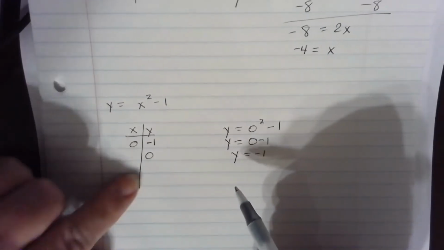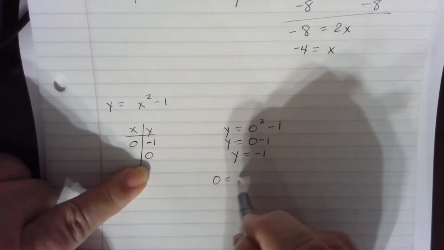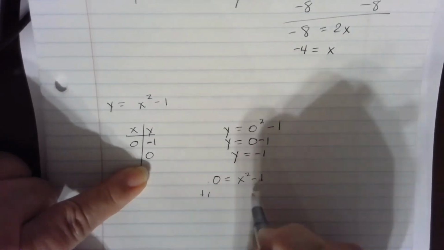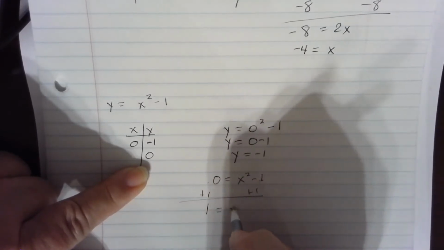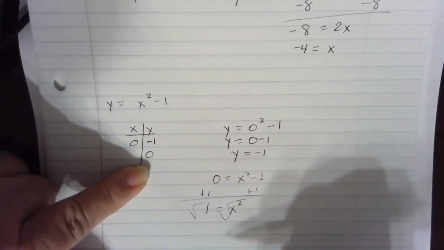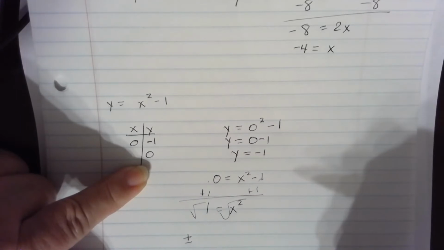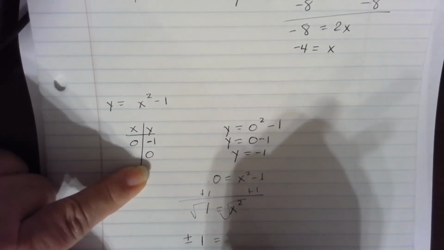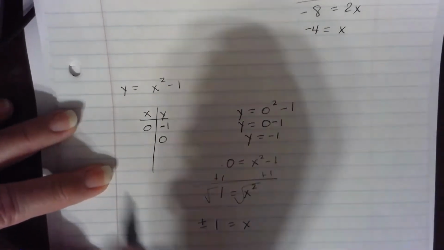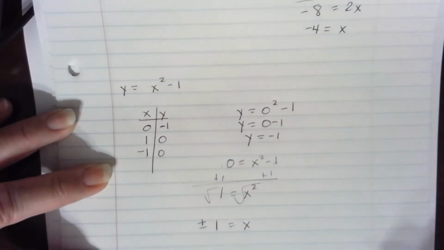Then I'm going to let y be 0, and I got to solve for x. So I'm going to add the 1 to both sides, and then I'm going to take the square root of both sides. We learned that we could do that, and you always get plus or minus, and the square root of 1 is 1, and so I get positive and -1. That means I have 2 points, 1, 0, and -1, 0.